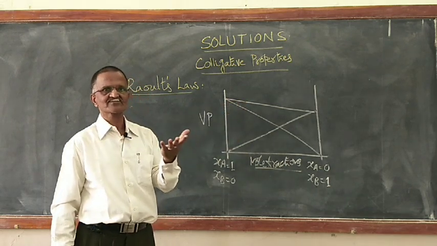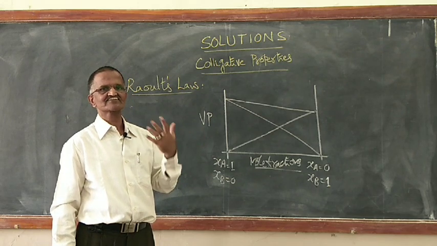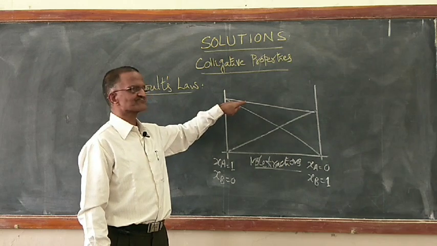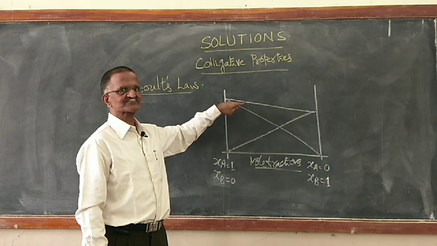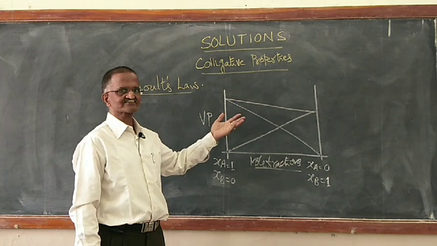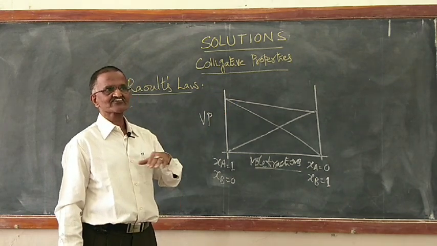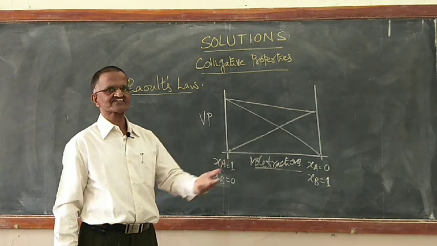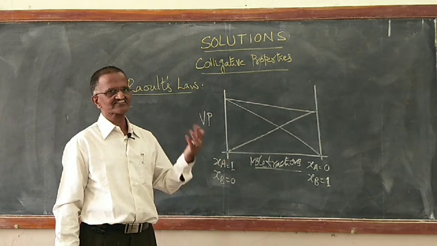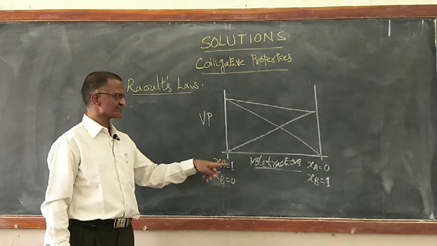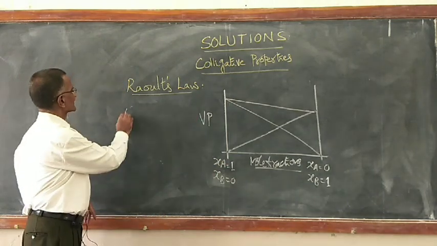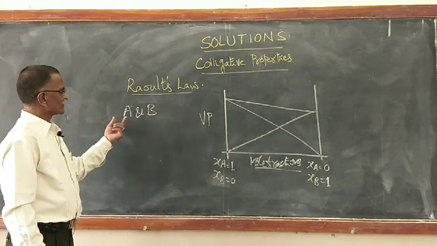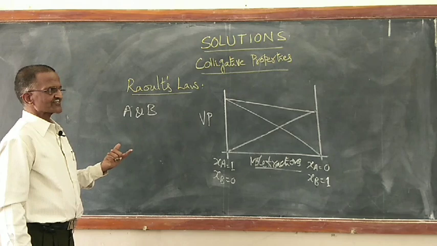To find out whether the solution that I have is an ideal solution or not, I need not prepare a solution and then see whether the total pressure is as expected. There is another way to find out which two substances, when mixed, are likely to give an ideal solution. Here we have two components A and B. When A and B mix up, what is likely to happen?